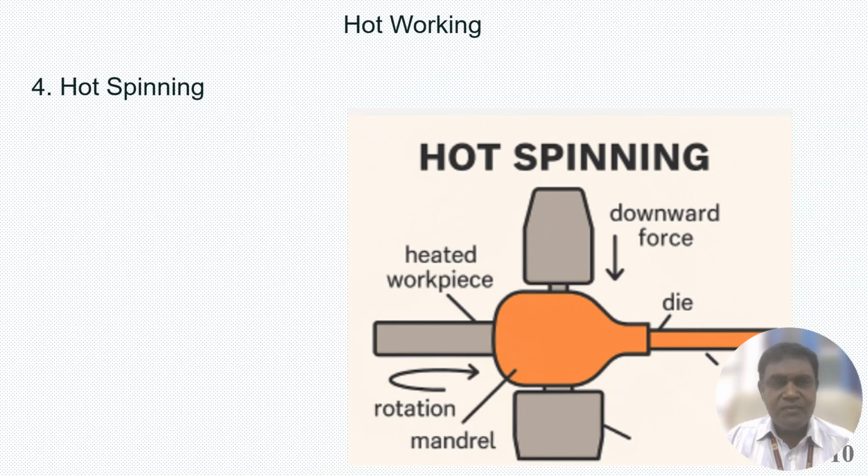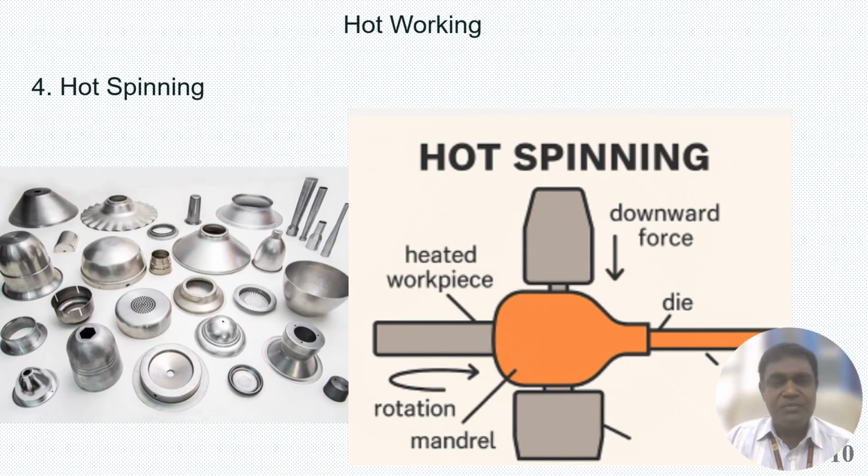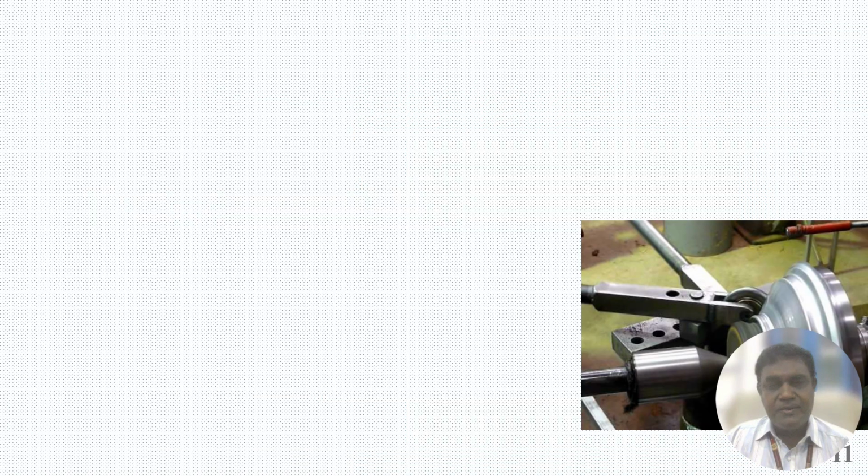Next, hot spinning. Here the rotation is happening, and the product is rotating on this mandrel so that you can apply the downward force. This heated workpiece is rotated, and through this die, as per the die shape, the spinning happens. Different components you can produce like this. You can see that different shapes can be easily produced during this operation. This is known as hot spinning.